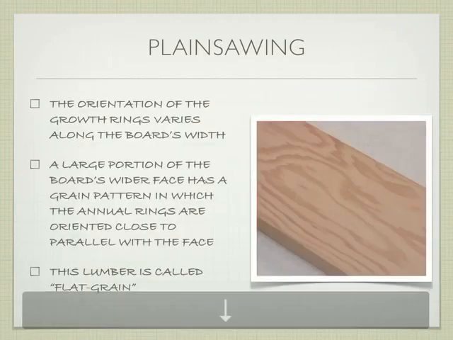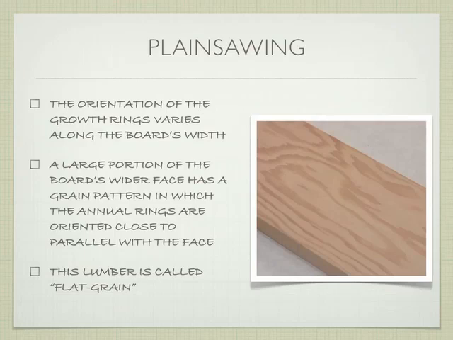Okay? So the orientation of the growth rings varies along the board's width. So if I pick this board up again, it's going to vary. We see very flat grain here, and we're seeing more vertical grain on the sides. So it's going to vary across the board, depending on the size of the tree that it was cut out of. And the large portion of the board's wider face, which is this piece that I'm talking about right now, has a grain pattern in which the annual rings are oriented close to parallel with the surface.